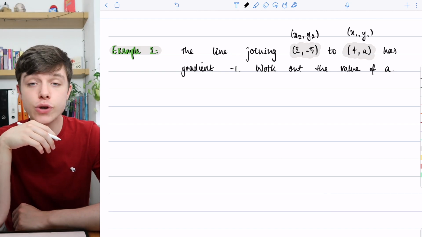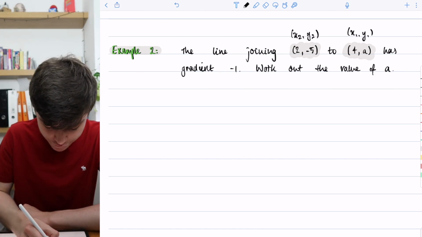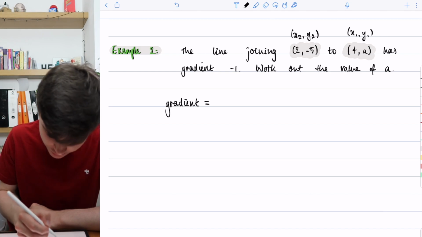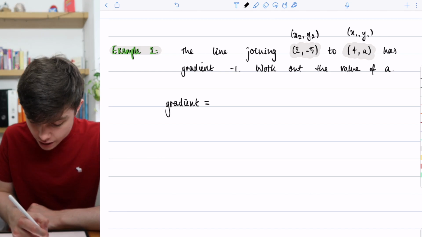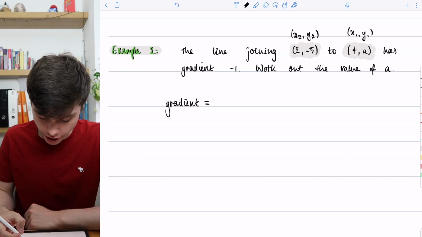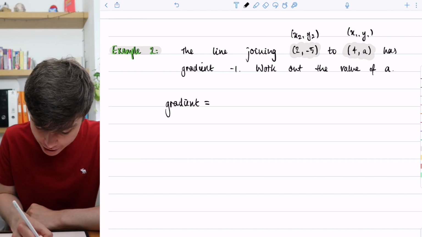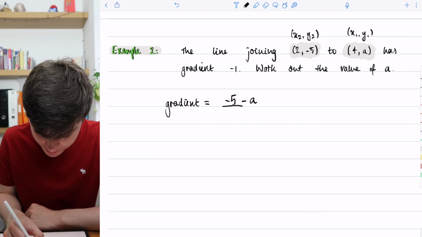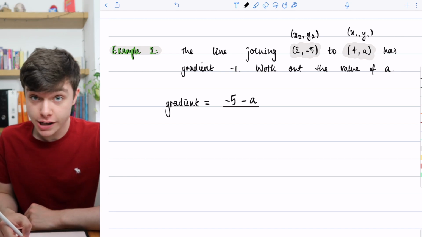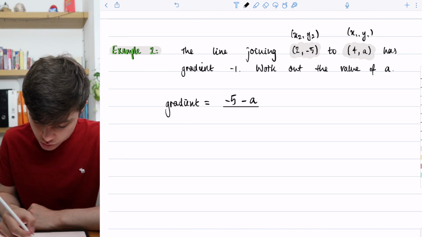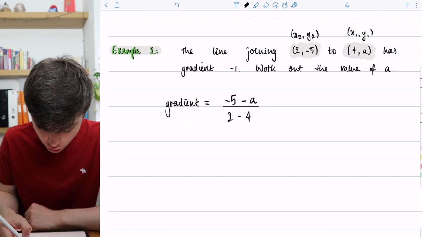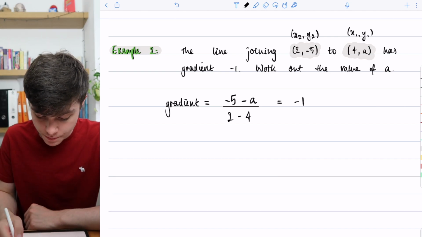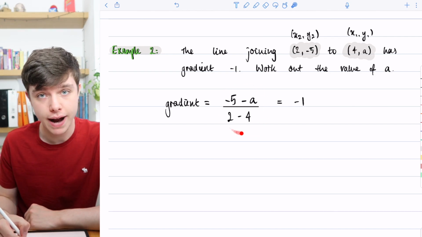So the formula says y2 minus y1, so minus 5, and we'll call it gradient here. The gradient of the line that connects those 2 points is going to be change in y, so minus 5, because that's y2 minus y1, which is a, divided by the change in x, x2 minus x1, which is 2 minus 4. That's what the gradient is, but we actually know what the gradient is. It's minus 1.